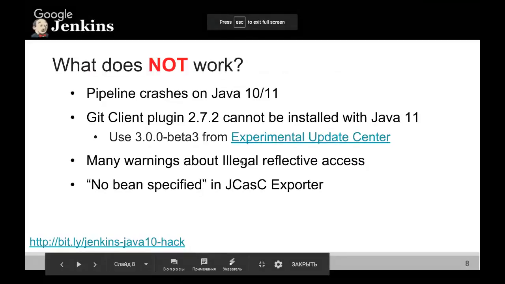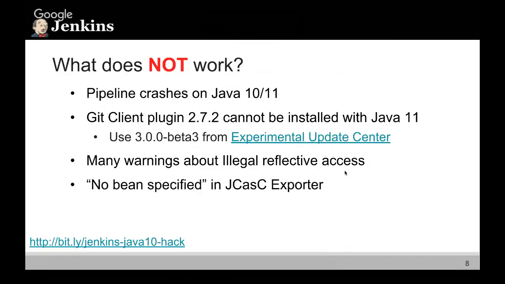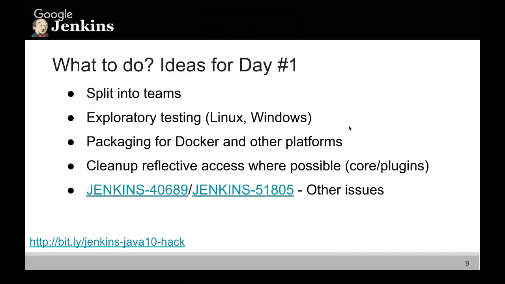We also have lots of illegal reflective access warnings when we run Jenkins. It doesn't cause failures in current Java 10 or 11 bits, but we still want to clean them up. And there are some other minor bits. For example, you cannot use JCasC exporter for now. But yeah, we hope to improve the things. So excepting pipeline, all other issues can be worked around for now. But yeah, this is the current state.